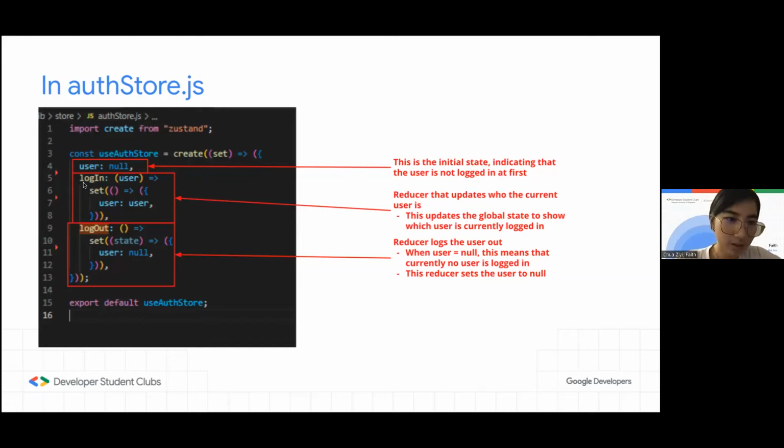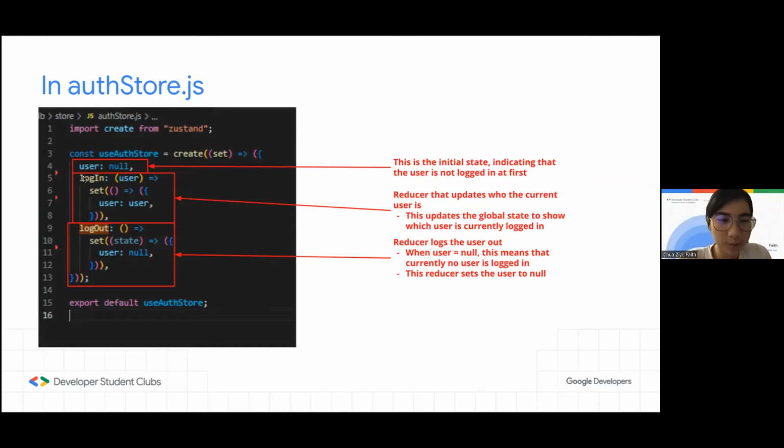And so what are this login and logout? These two things are called reducers. And what reducers do is they handle changes in state. They change the state for you, and if you know how they work, it's immutable and stuff.